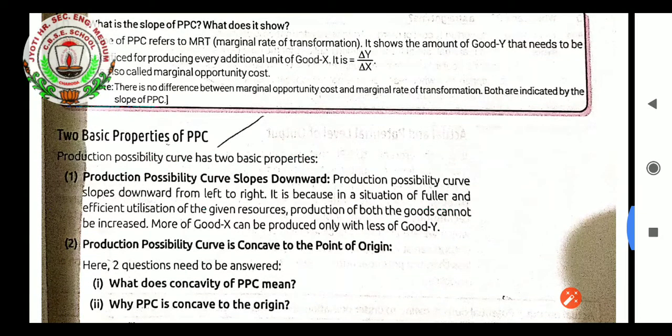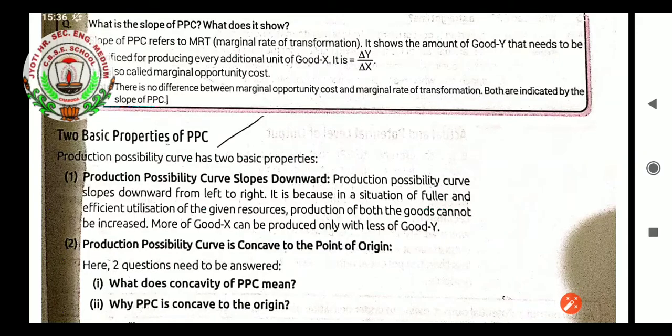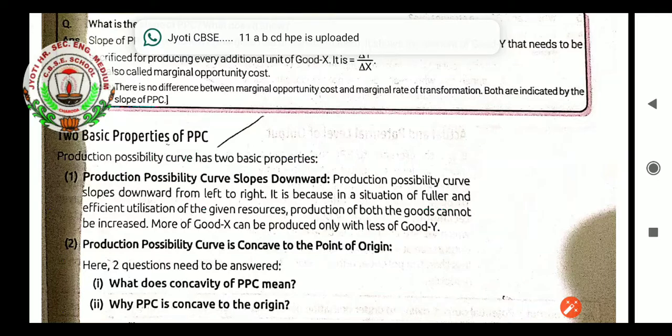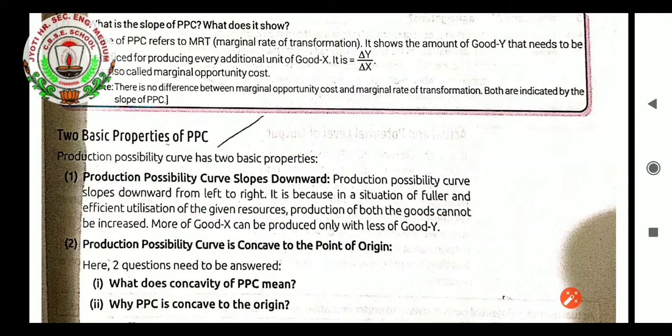Two basic properties of PPC. The production possibility curve has two basic properties. One is that the production possibility curve slopes downward from left to right. It is because in a situation of full and efficient utilization of given resources, production of both goods cannot be increased. More of good X can be produced only with less of good Y. As resources are limited, we cannot make a fuller capacity increase of both the products.